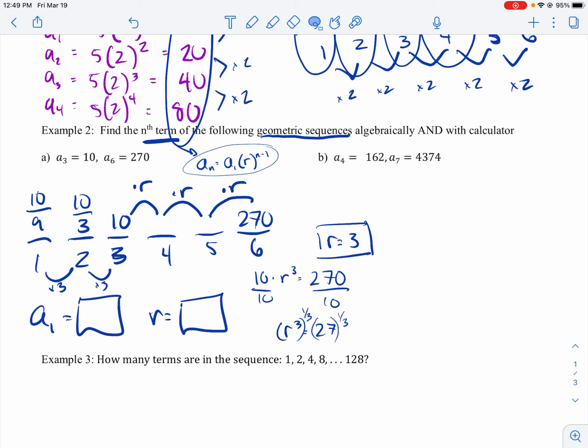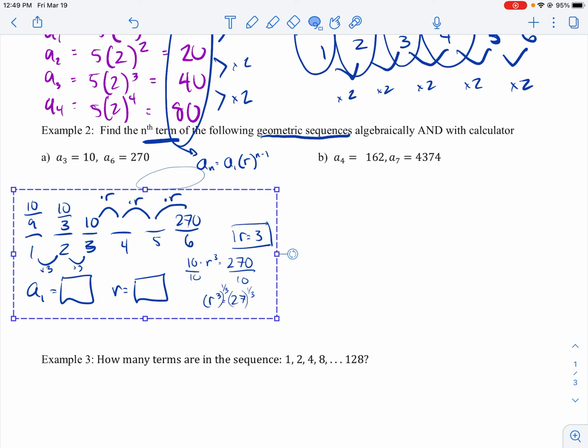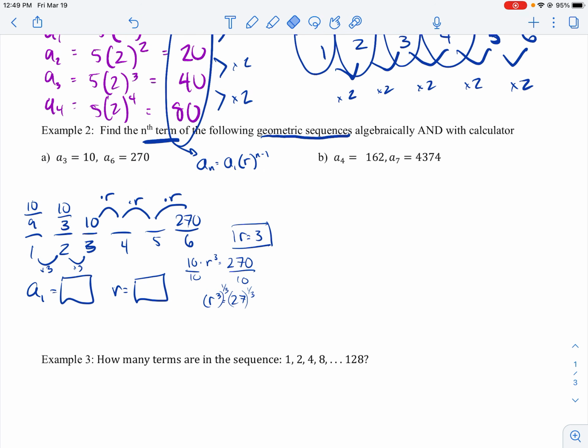So finally, shrink that down. Our first term is 10/9. Our ratio is 3. And so our equation is 10/9 times 3 raised to the n minus 1.